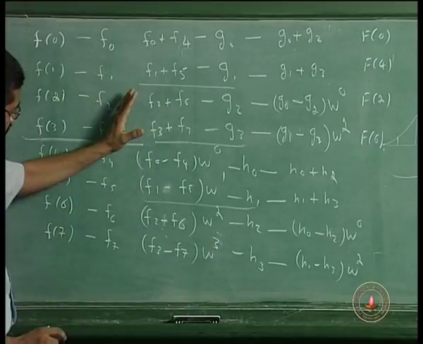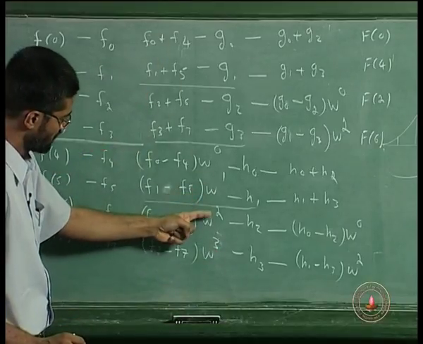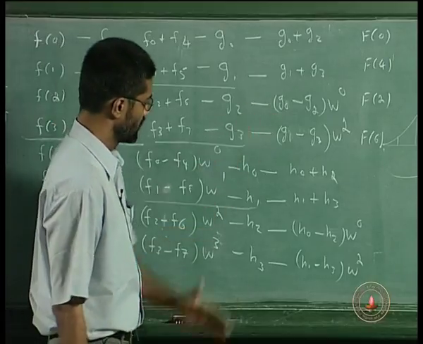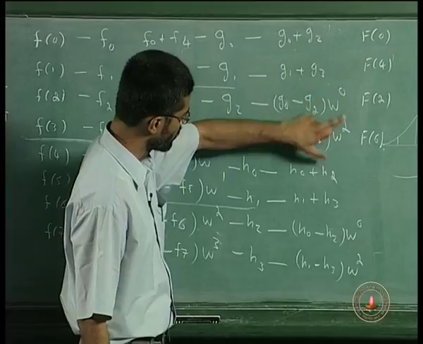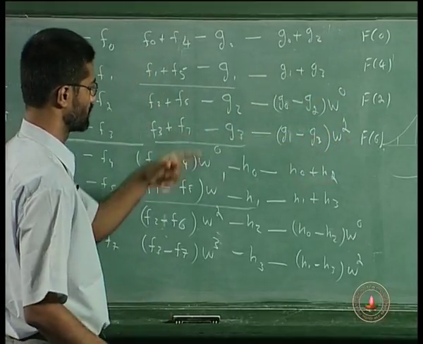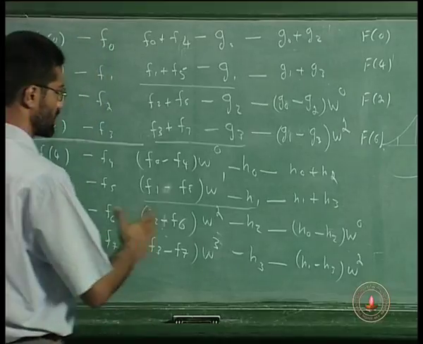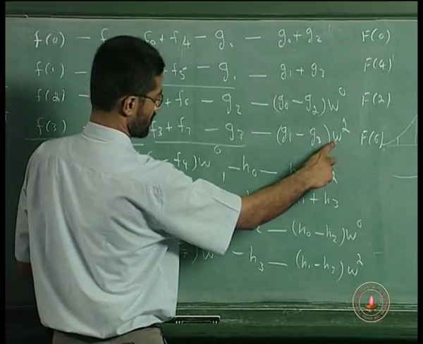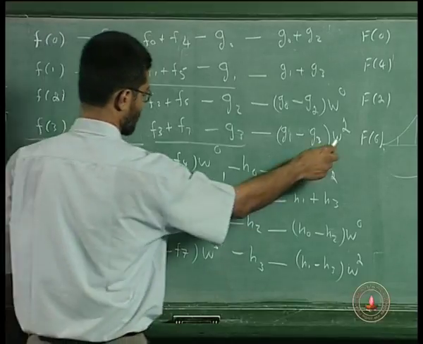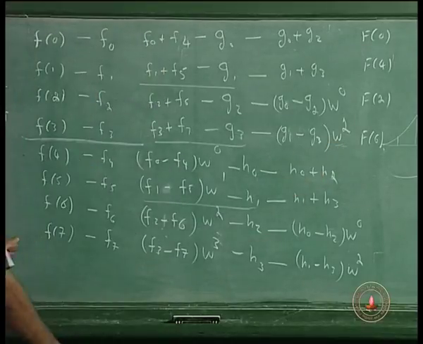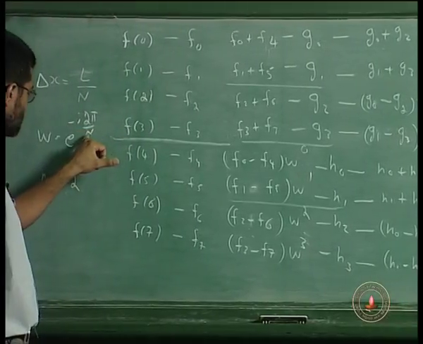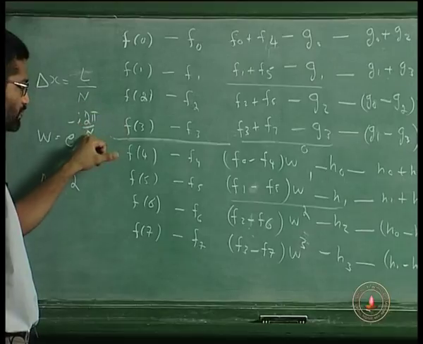When you go from here to here, the multiplication is by w to the power 1, 2, 3. But in the next step, the multiplication is by w to the power 0 and 2. So we don't want to do that, it is difficult to implement in an algorithm. So what we do is we always multiply by 0, 1, 2, etc. in all intervals, but we change the w itself. The w itself we change by multiplying its power by 2.